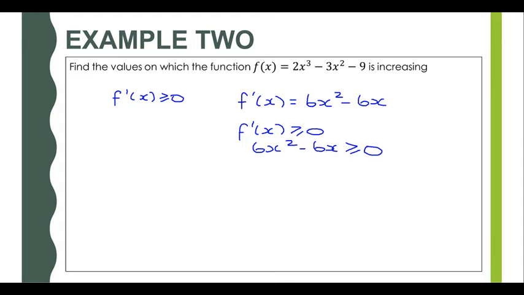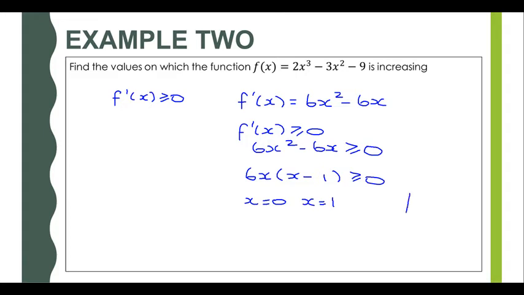And now we've got a quadratic inequality to solve. So for this, we need to factorise by taking out a common factor of 6x, which gives us 6x bracket x minus 1 is greater or equal to 0. So if we were just to write down the solutions to this equation equal to 0, we would get x equals 0 or x equals 1.